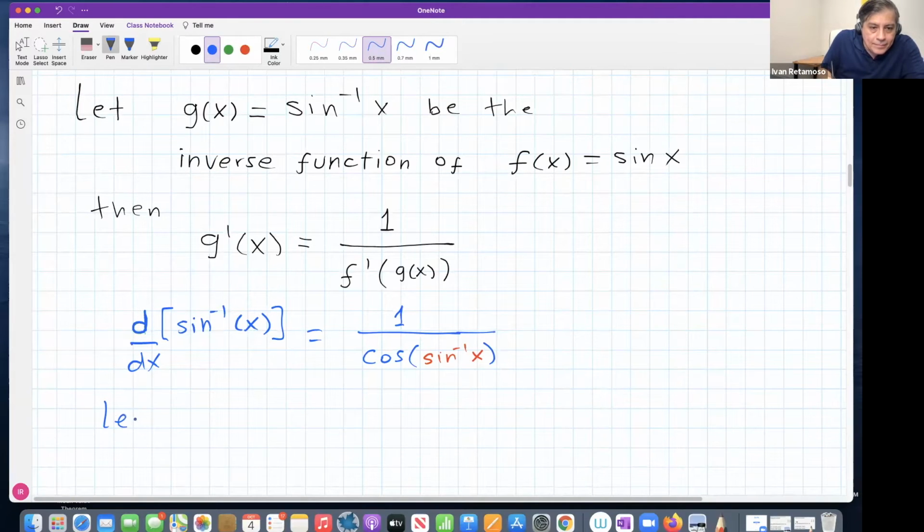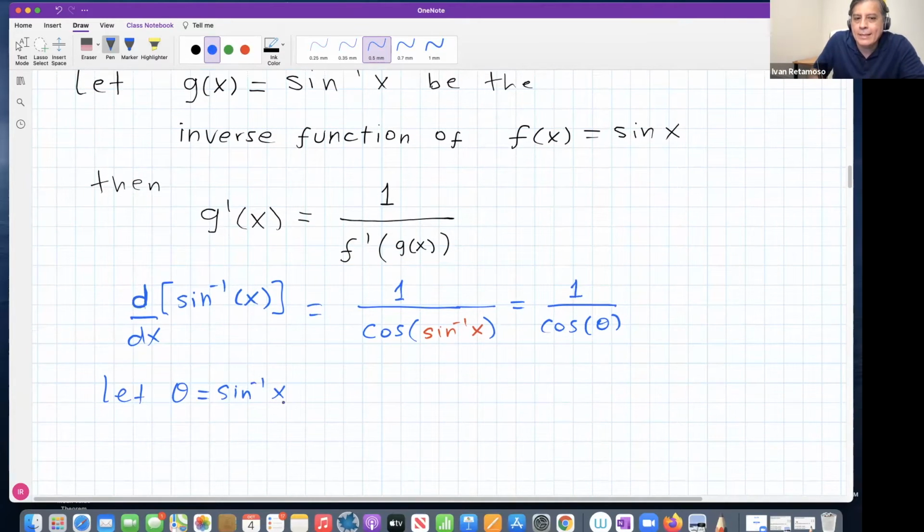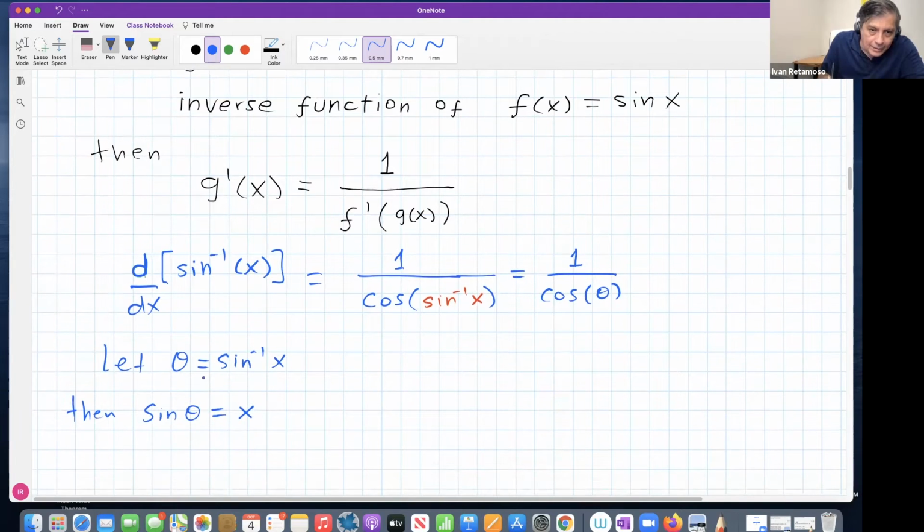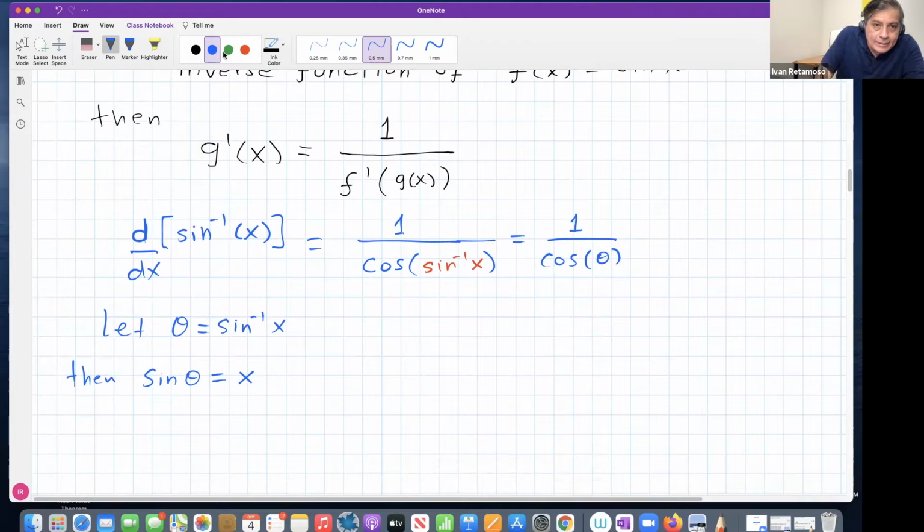Let theta represent this guy, sine inverse of x. Then we are looking for this 1 over cosine of theta, right? But if we let theta be sine inverse of x, remember, then it means that sine of theta has to be equal to x, right? Sine of theta equals x. But now x is the same as x over 1.